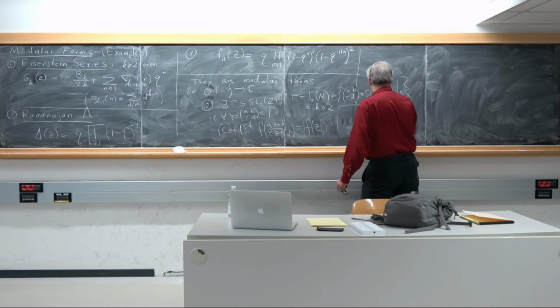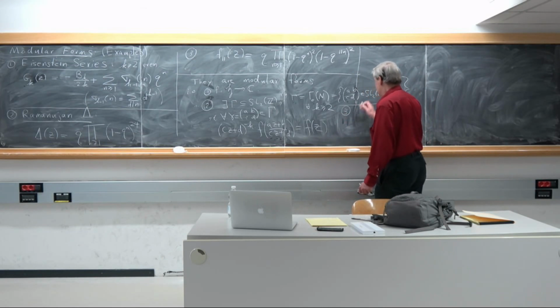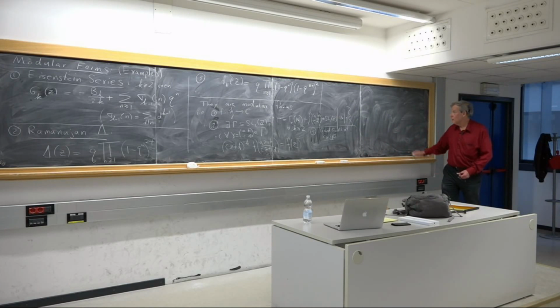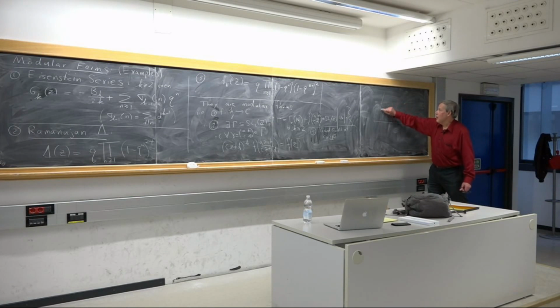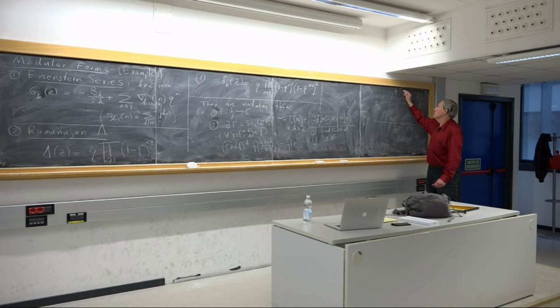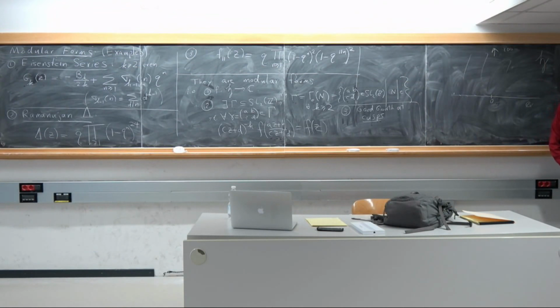Let me put the third property here so I get some space. They have good growth at the cusps. Okay, so what are the cusps? I'm thinking of the upper half plane. Here's the upper half plane. 0 is on the real line. On the real line, I have the rational numbers. And at infinity, up here someplace, I go this direction, I get some point that I'll call infinity. Those are points on the boundary. It's a copy of P1 of Q.